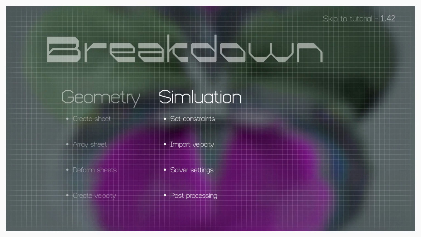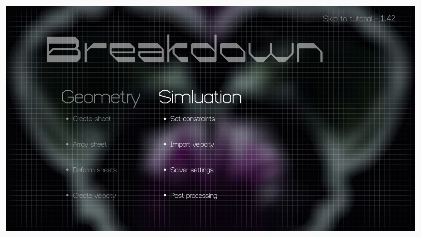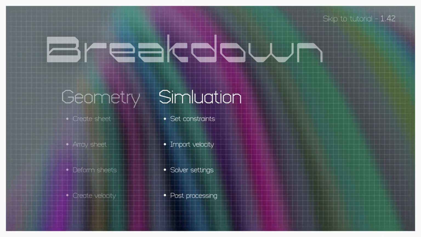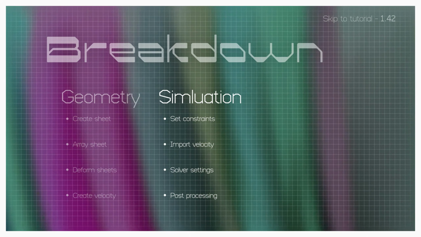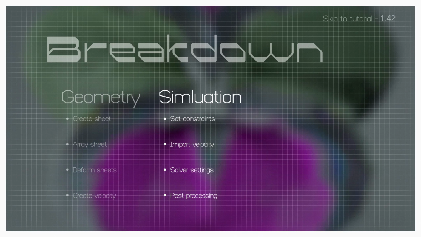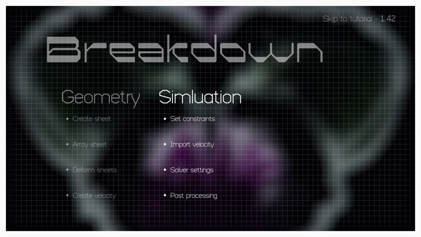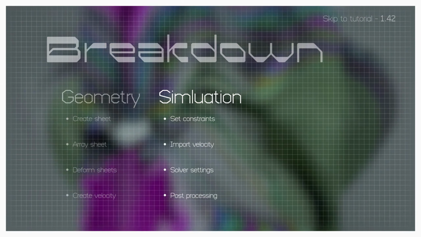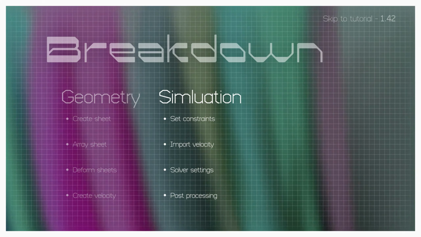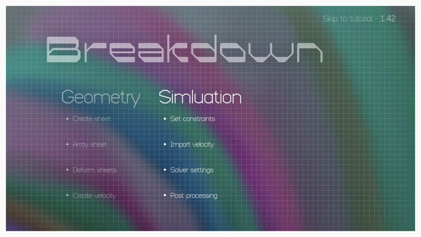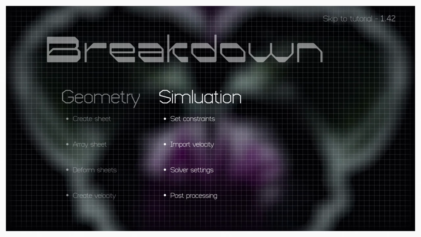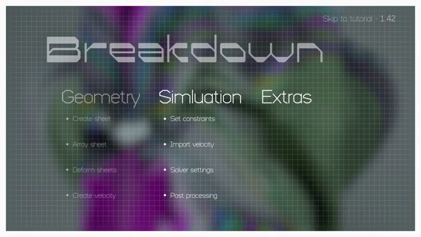Then moving into the DOP, the simulation area, and importing our velocity attribute that we created prior to this into the simulation itself, so that when we do simulate, it reads the custom velocity that we've built, and we get that cool twisting motion out of it. And then finally doing some post-processing and making it look a bit more smooth and more pleasant, right?